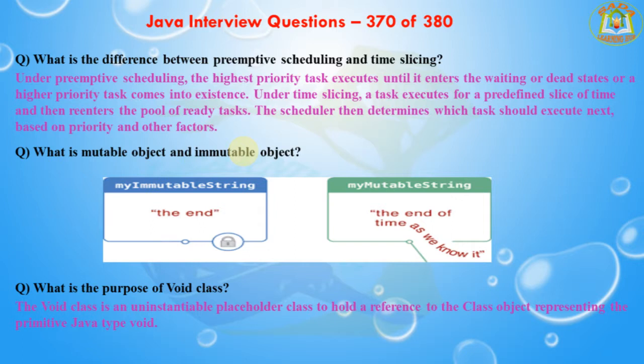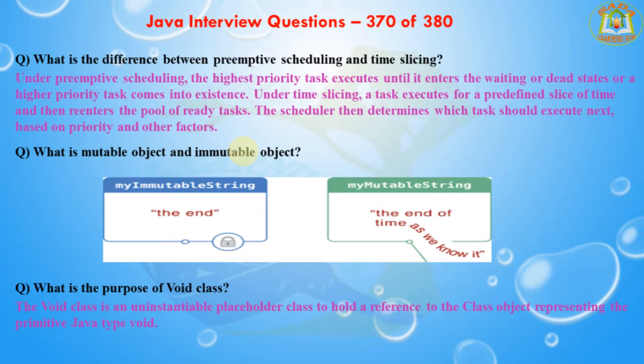Under time slicing, a task executes for a predefined slice of time and then re-enters the pool of ready tasks. The scheduler then determines which task should be executed next, based on priority and other factors.